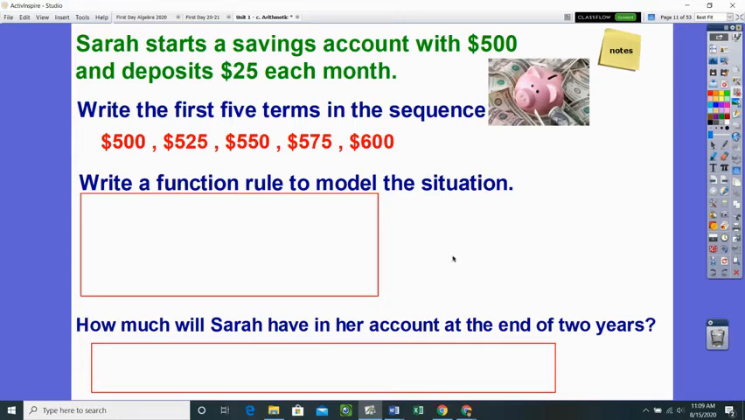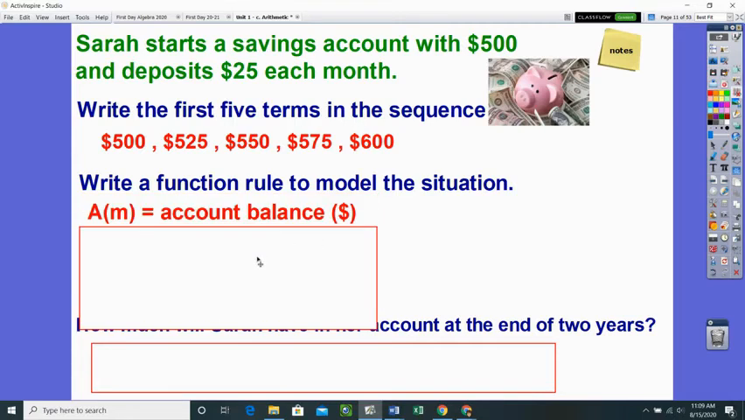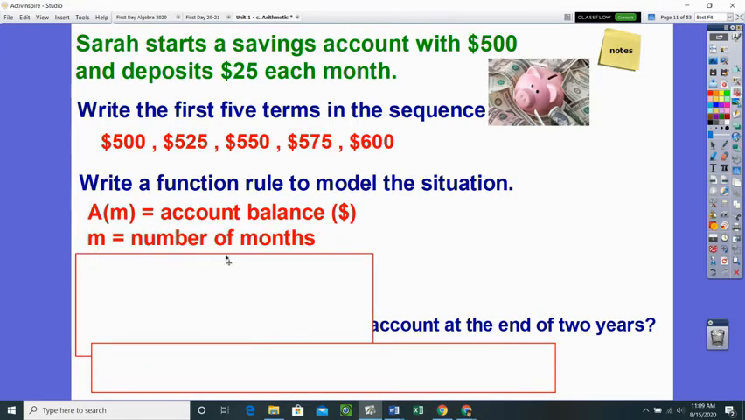Okay, let's see how you did. We're going to write a rule. Did you define your variables? I'm going to use A of m to be the account balance in dollars. I'm going to let m be the number of months. So you don't have to use n. I'm just using some different variables to get you comfortable with that. Did you put the dollar sign in your definition?